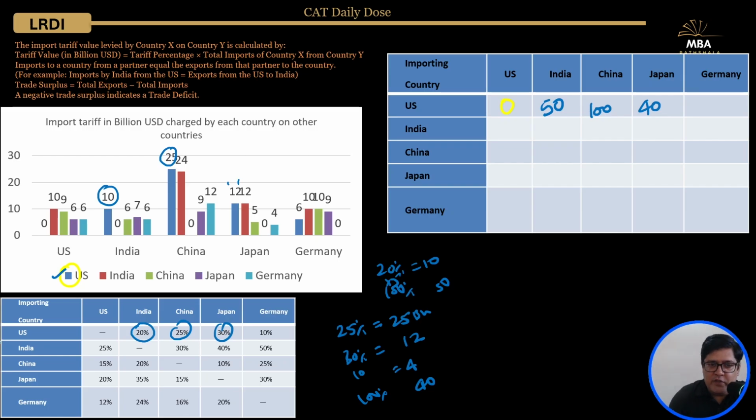How much does US charge Germany? 6 billion, which is 10%. So if 10% is 6 billion, 100% should be 60 billion. So in this manner, we need to complete the whole table. Now let us come to India.